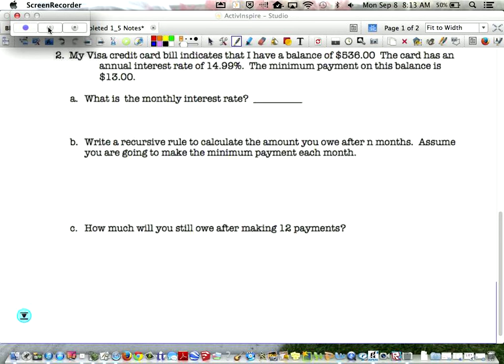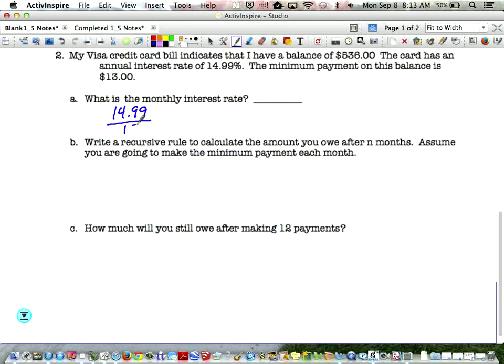So we want to leave it in the percent for this one. This question is interest rate. 14.99 divided by 12 is 1.25, more precisely 1.24916, something like that.